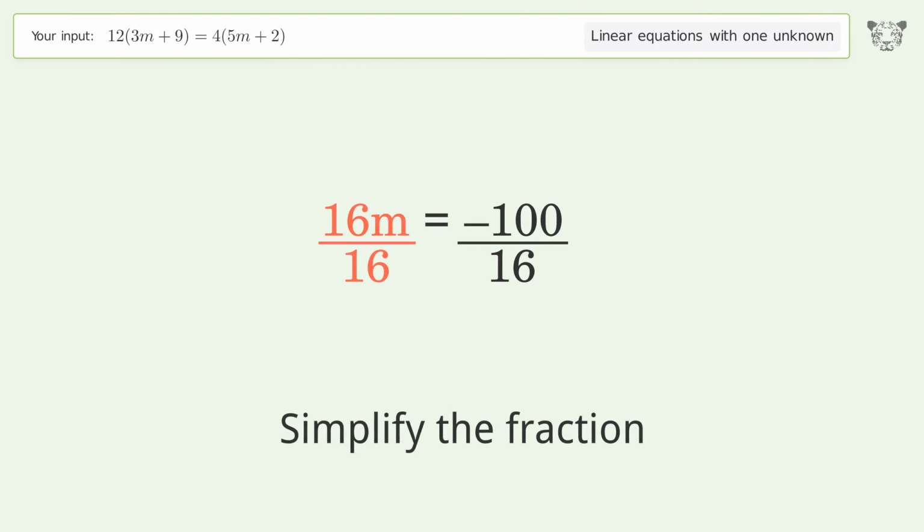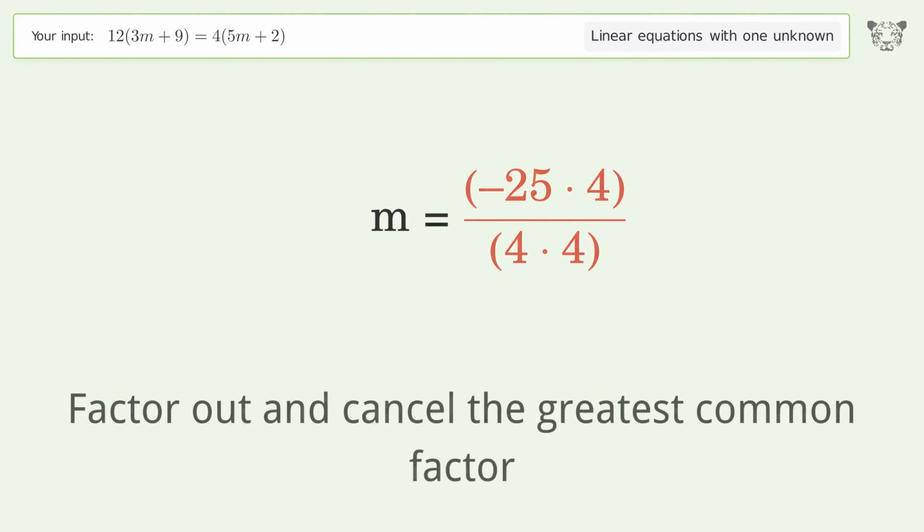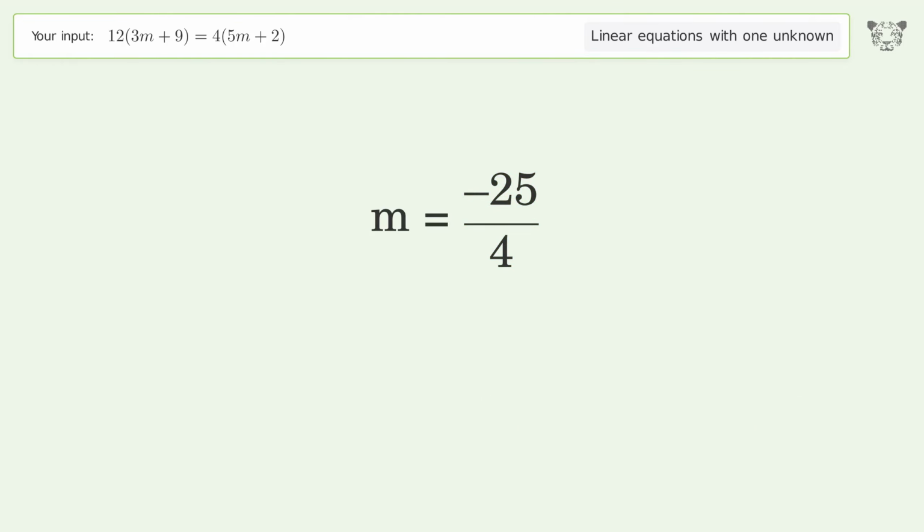Simplify the fraction. Find the greatest common factor of the numerator and denominator. Factor out and cancel the greatest common factor. And so the final result is m equals -25/4.